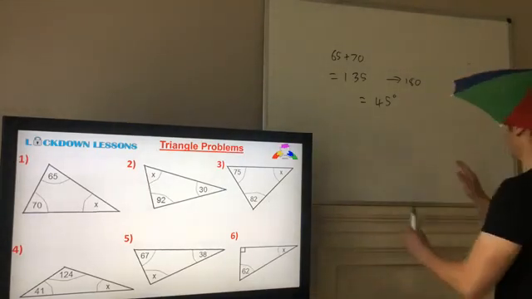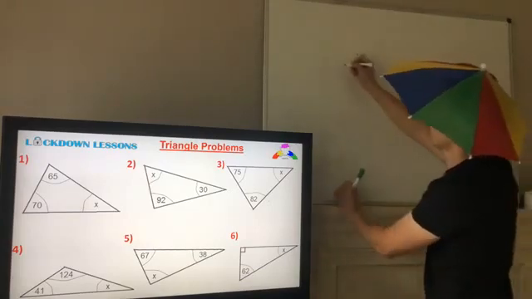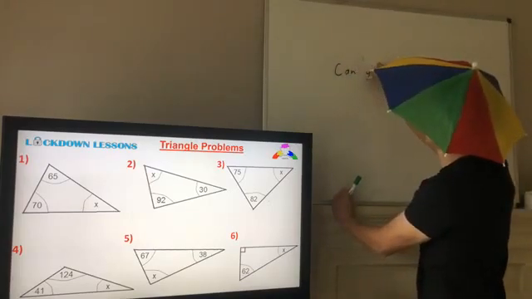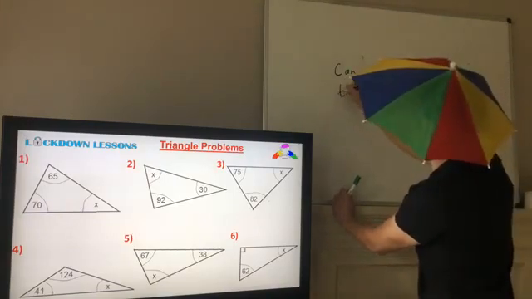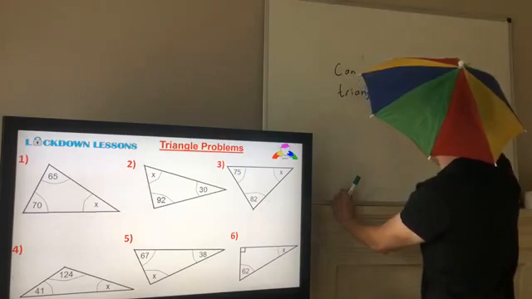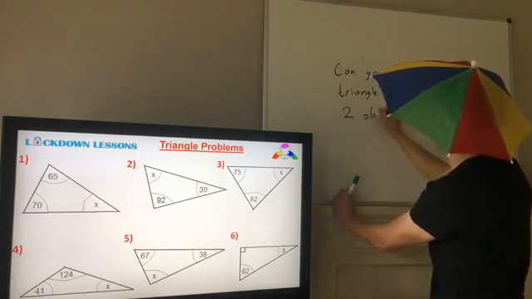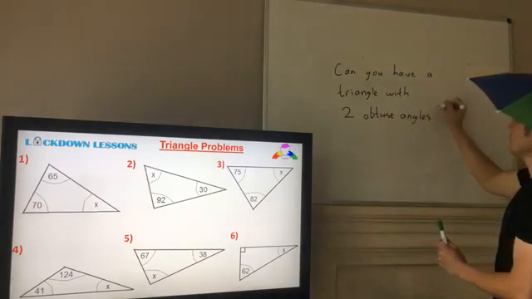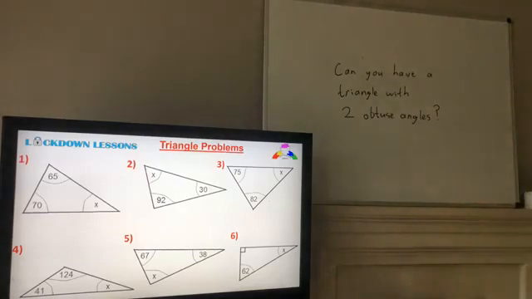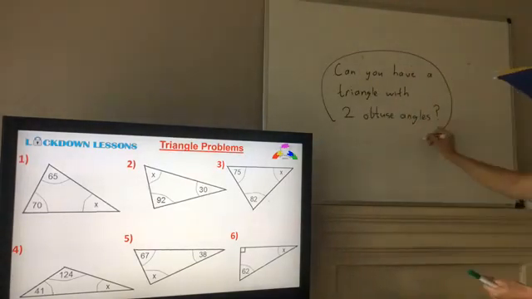If you finish that, there's a little puzzle for you on the board I want you to try and answer. Can you have a triangle with 2 obtuse angles? So if you finish that, please have a look at the ones on the board. If you haven't finished, keep going with this, please. Can you have a triangle with 2 obtuse angles?